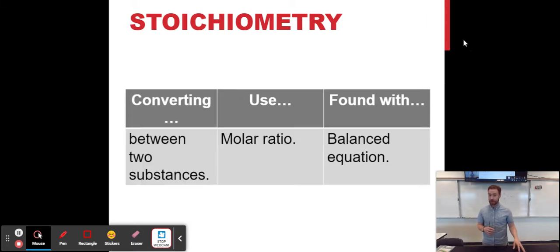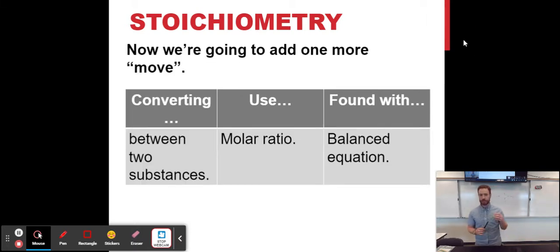And stoichiometry, or using mole ratios, is just one more move. It is something else that you can add into a dimensional analysis, unit conversion calculation, where you are now converting between substances in a balanced chemical reaction using a mole ratio from a balanced chemical formula.